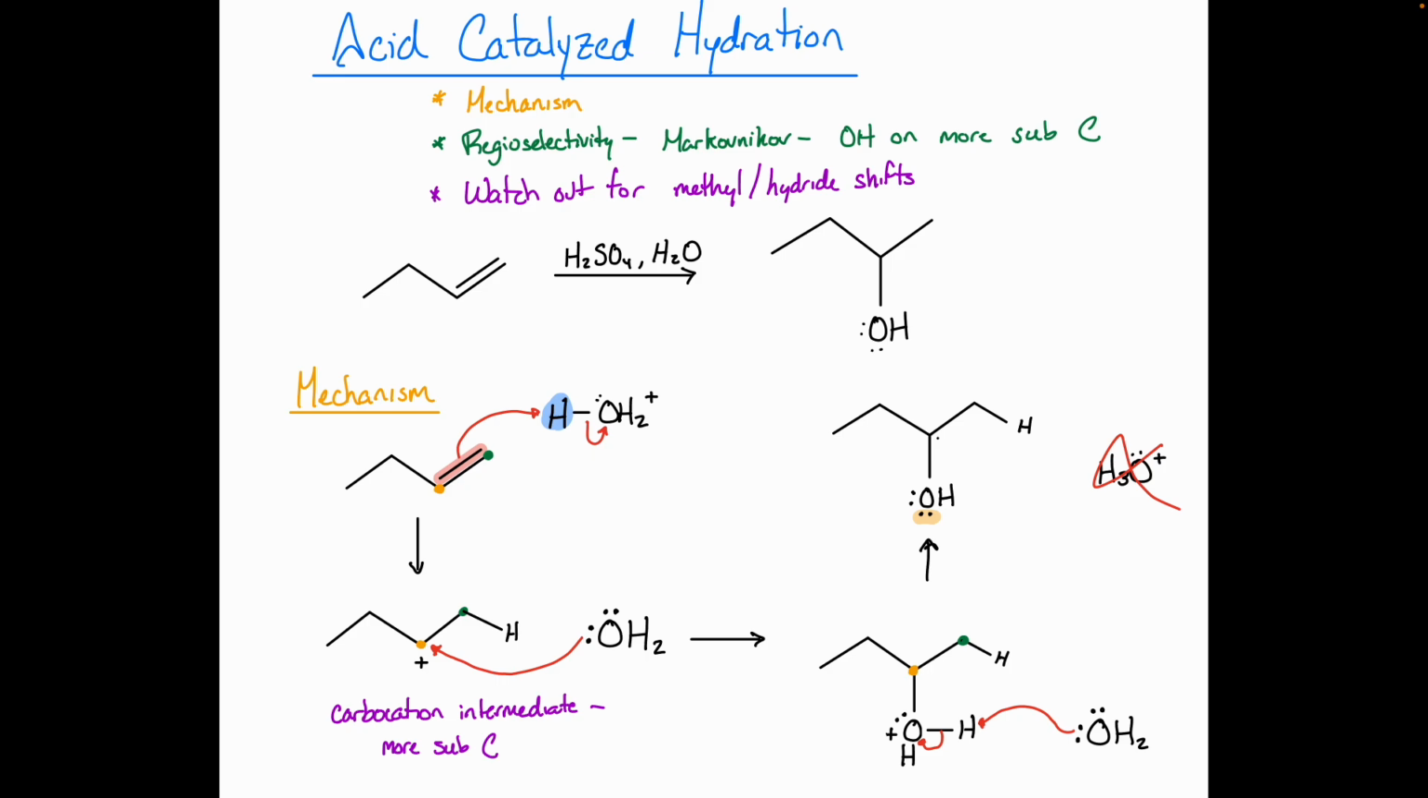Okay? Because of that carbocation intermediate, we have this regioselectivity where the oxygen is going to go on the more substituted carbon. And because of that carbocation intermediate, we also have to watch out for hydride and methyl shifts depending on the structure of our reactant.